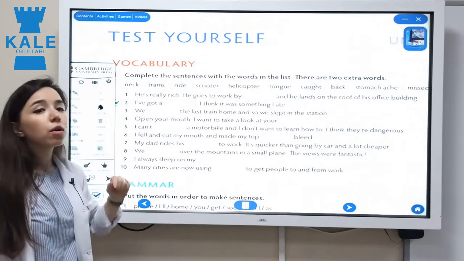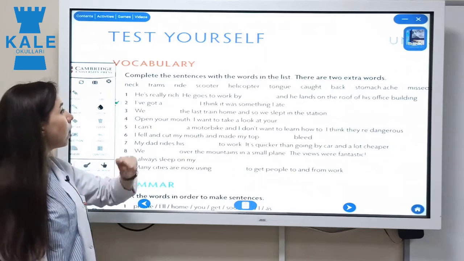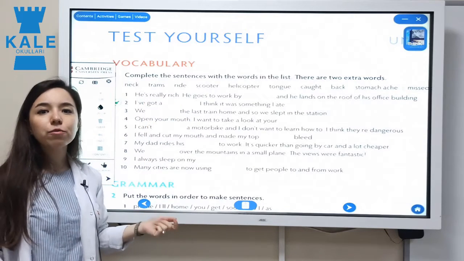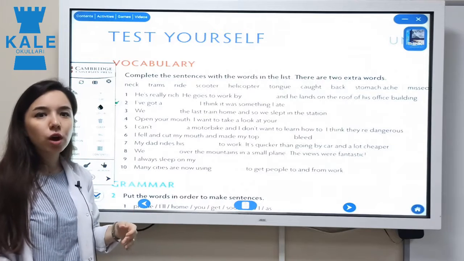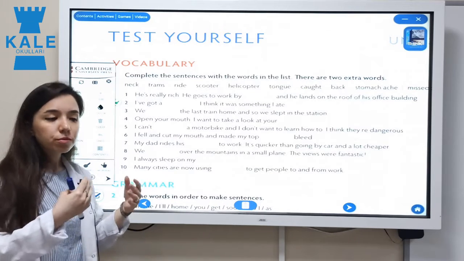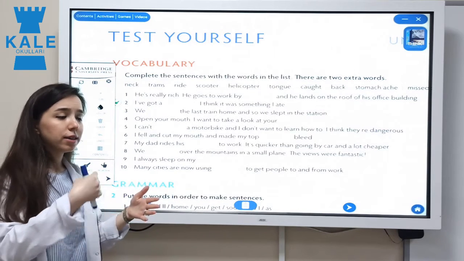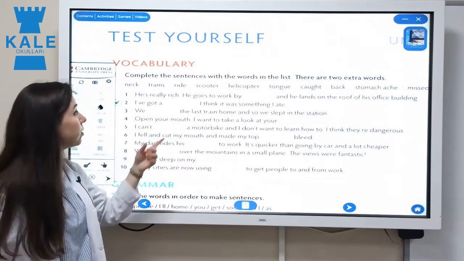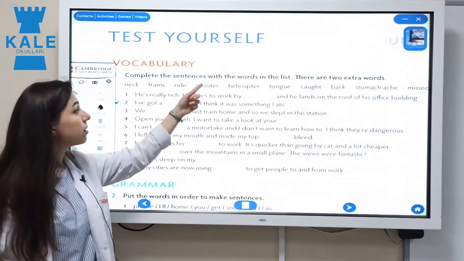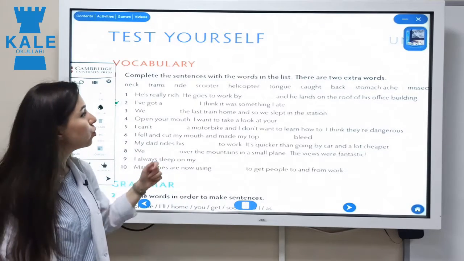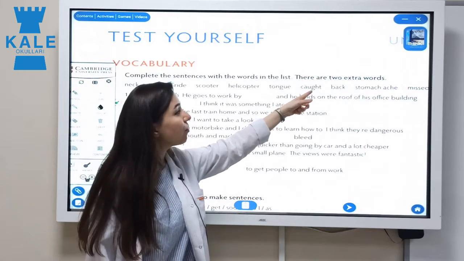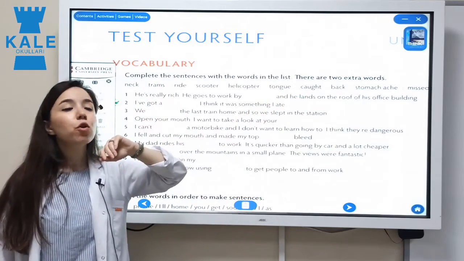So, neck. What is neck? You know that here is our neck. Trams. Ride. Tram is like a tram. We have trams in Istanbul, for example. You get into the tram and go to another part of the city with the tram. Ride a bicycle. Scooter, everybody knows. Yes, what is scooter? Helicopter, you know. Tongue. Yes. Cough. Cut is the past participle form of cut.